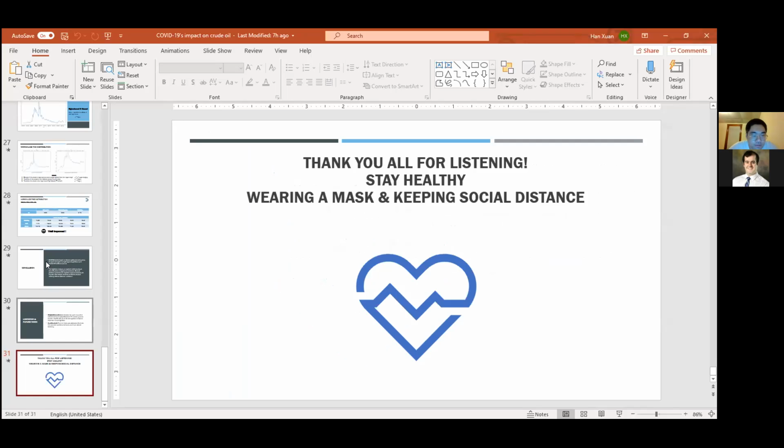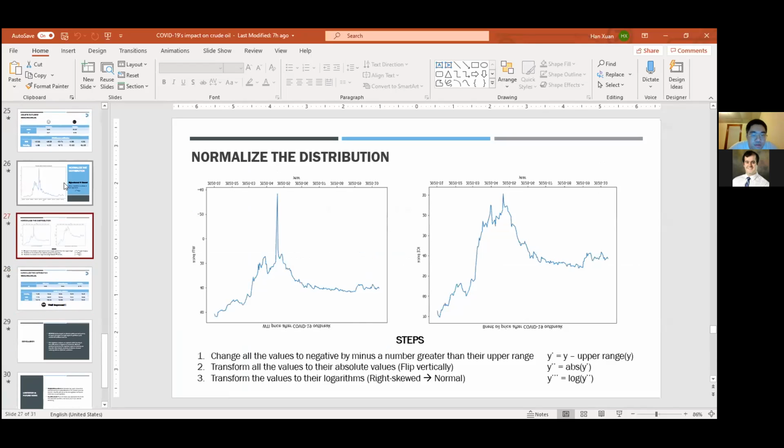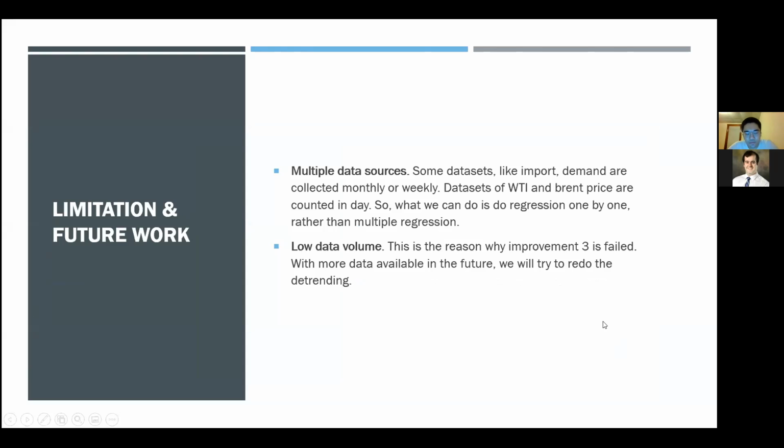Okay, go back, please. One slide, not your last slide, one slide before the last slide. You said some data sets like import and demand are collected monthly or weekly, and Brent prices are counted daily. So what can we do? Regression one by one, rather than, I mean, you still can do multiple regression. What can you do?